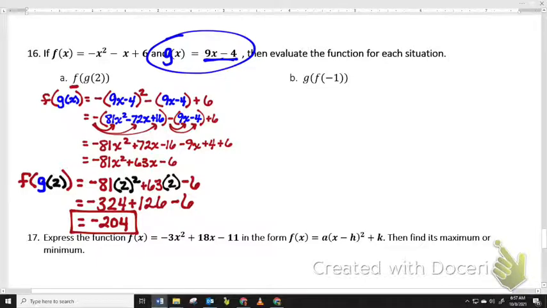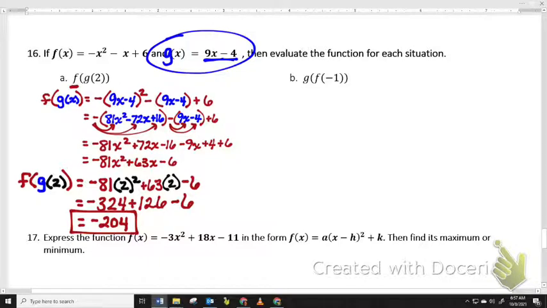So if I think about expanding that binomial, I would have 9x times another 9x. That's how I got that. I would have 9x times negative 4, but then negative 4 times 9x. So that's why I double that middle term. And then negative 4 times negative 4.